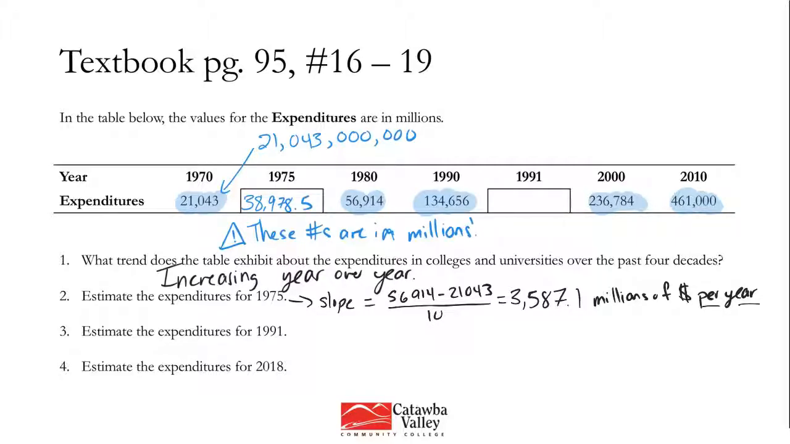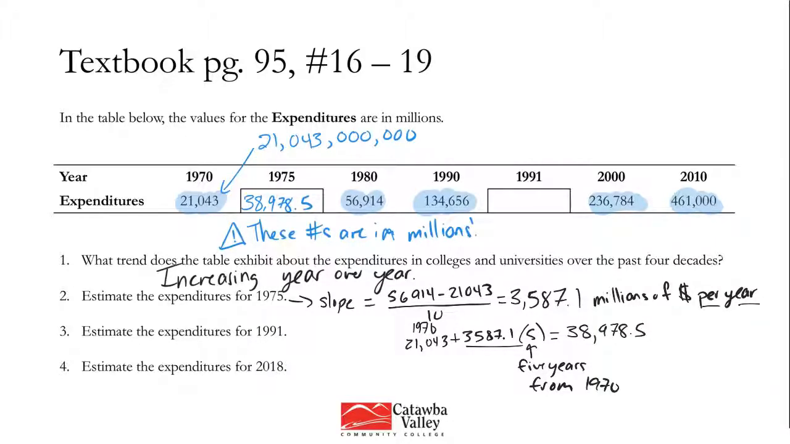So what we'd have to do is take that number and add it to the year 1970. So I would take the year 1970, which we had an expenditure of 21 billion 43 million, but we're not going to write all those zeros, plus this number, and then I have to multiply it by 5. Okay, so multiply the slope by 5 because it's 5 years from 1970. And so if we do that, we get the exact same number that we got originally.